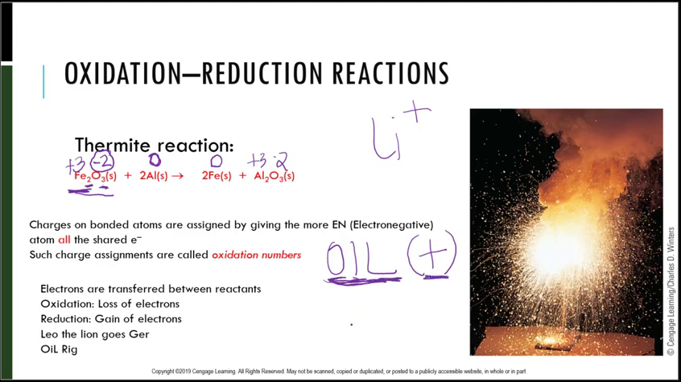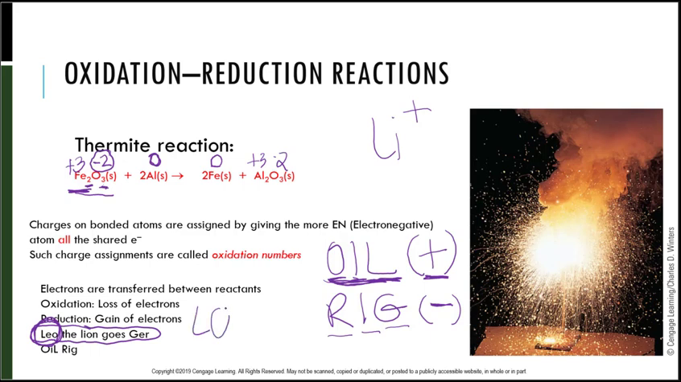It becomes more positive. The reduction is gaining of electrons. So reduction is gaining. OIL RIG. And if it's gaining electrons, it becomes more negative. You can also use the phrase, LEO the lion goes GER. LEO is the loss of electrons is oxidation. The lion goes GER. The gain of electrons is reduction. So whichever way you're able to remember.